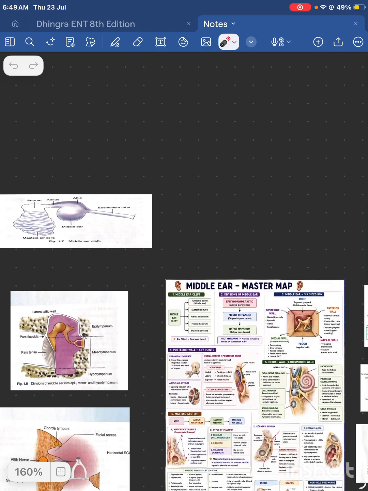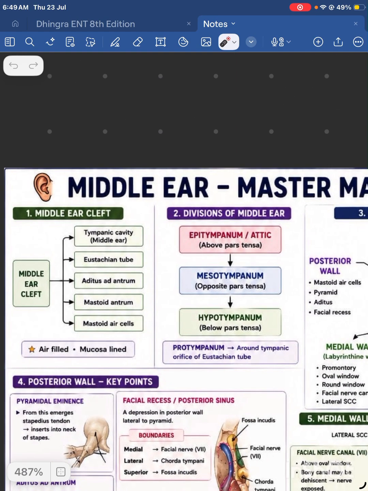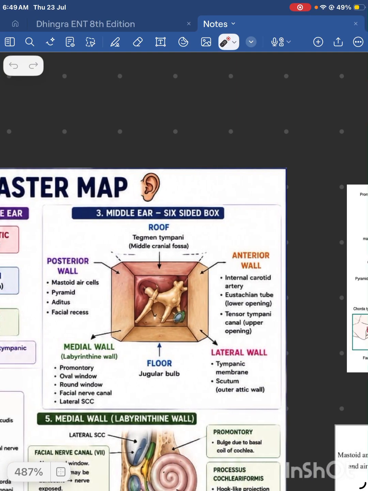One more division is this. This is the protympanum. The protympanum is around the tympanic orifice of the eustachian tube. Now let's do this part.